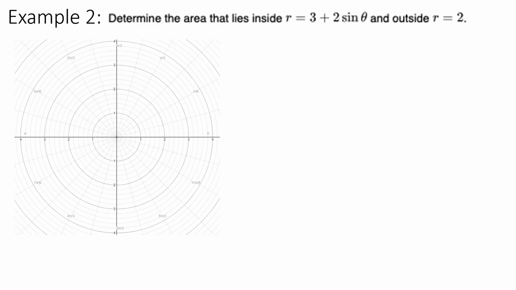So let's try to appreciate the process. Let's start with graphing first r equals 2, because if you observe, you have to determine the area that lies inside r equals 3 plus 2 sine theta and outside r equals 2. We don't know yet what this graph looks like. Observing the two equations, r equals 2 is simple compared to r equals 3 plus 2 sine theta.